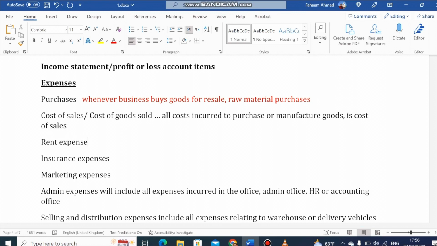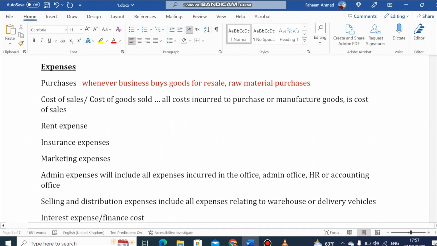Okay, then we have rent expense. So you can see all these expenses are like day-to-day running expenses of business. So if we are doing business in a shop, we have taken that shop on rent, whatever rent we are paying, that's rent expense. Similar is insurance expense, marketing expense, admin expense. Admin expenses include all costs incurred in the office. For example, admin office, HR office, or accounting office.